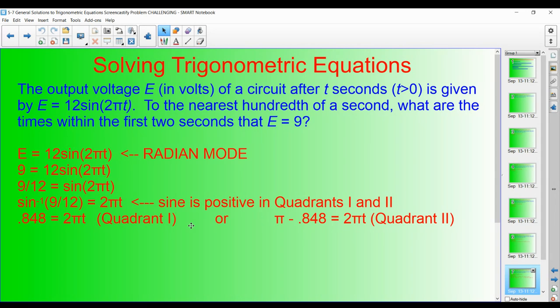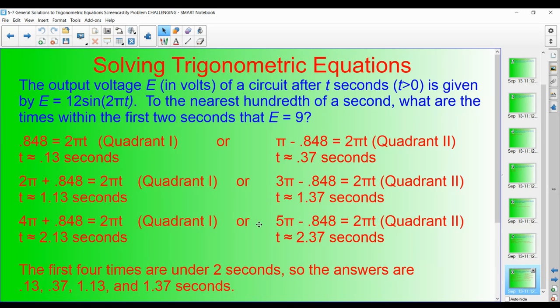So here are two equations I've set up, one for the first quadrant and one for the second quadrant. Now, since it doesn't tell me that I can or cannot rotate and go an additional 2 pi, I have to set up some more equations. The top two equations are if I'm in just the first quadrant or the second quadrant between 0 and 2 pi.